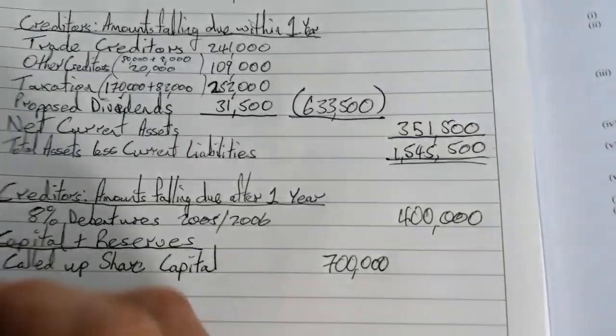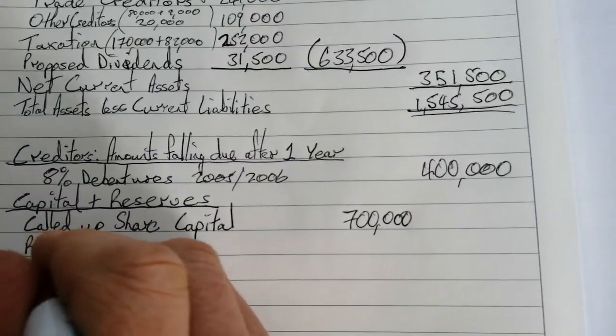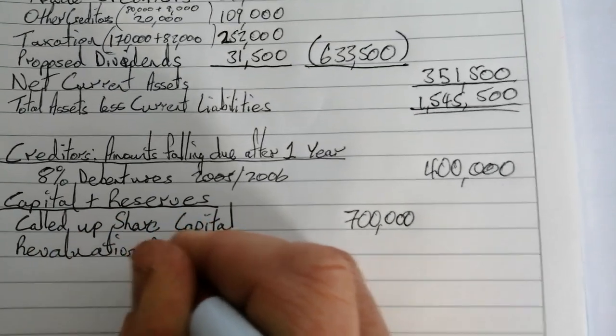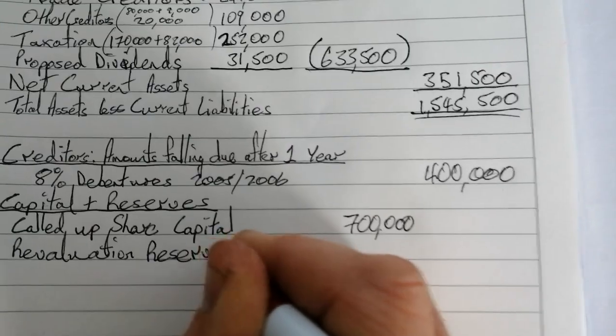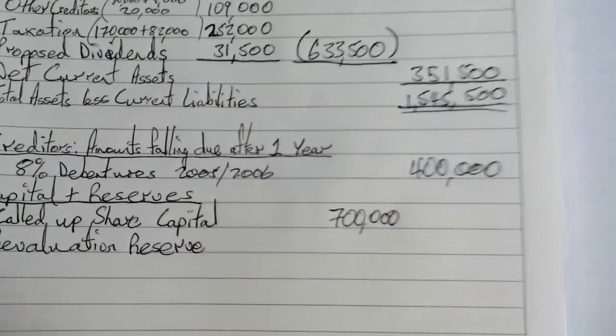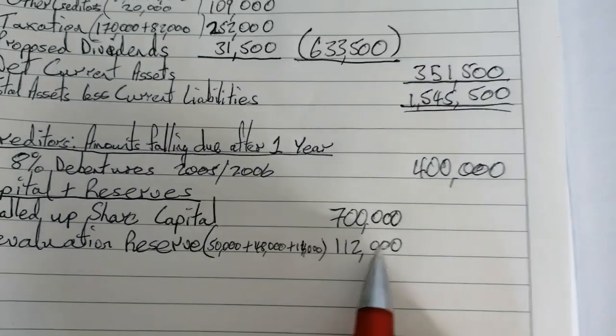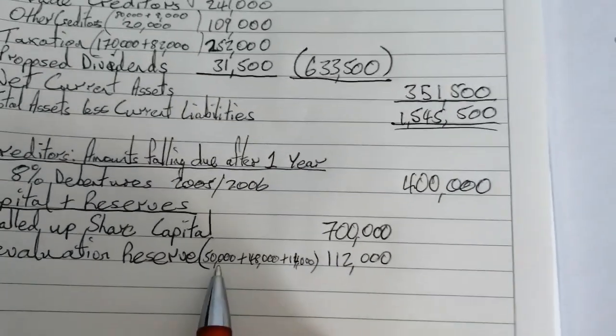Okay. And then it's the revaluation reserve. That's calculated in the normal way, so I'm not going to do that again here just to save time. I'm going to pause and work it out. Okay, I just paused there and worked this out. 112 is what it came to, and I just put in the figures.